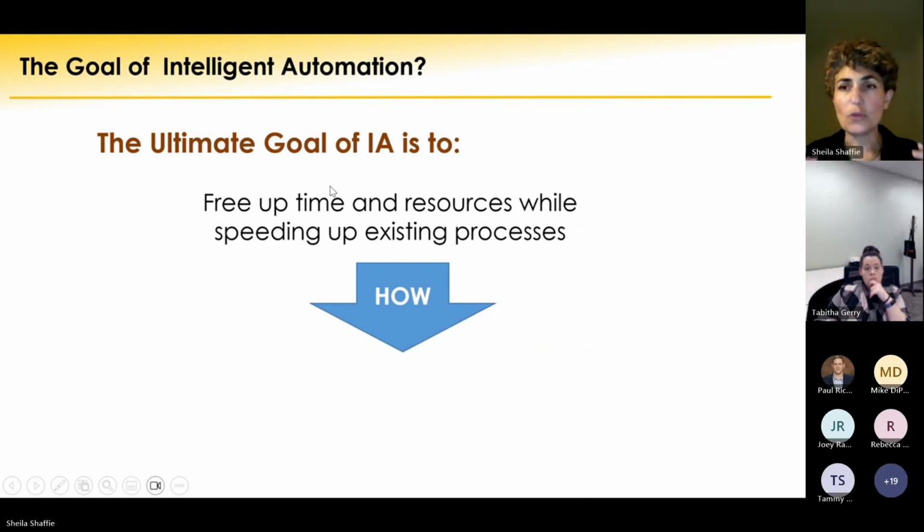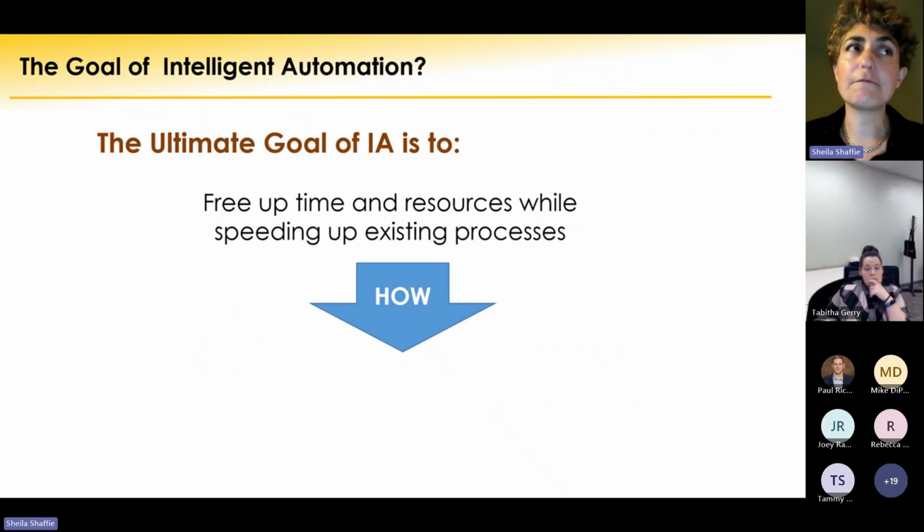Now, the ultimate goal, if you think about intelligent automation, what it's really trying to do is free up capacity in your organization. It's trying to take over some of the tasks that are being done by humans. Not that we think they don't add value, but these are tasks that people do because there are most often system limitations.